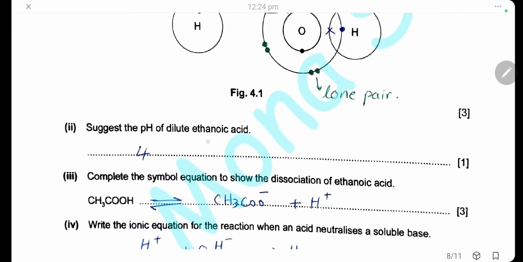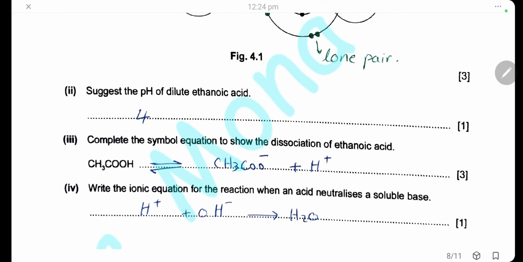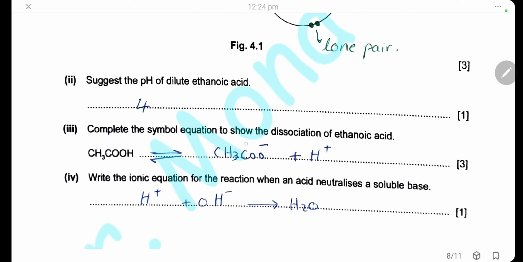Suggest the pH of the dilute ethanoic acid. Because ethanoic acid is a weak acid, we can write a pH of 4 or 5. Complete the simple equation to show the dissociation of ethanoic acid. Ethanoic acid is a weak acid, so the dissociation will be reversible. We have to draw the reversible arrows for the dissociation.